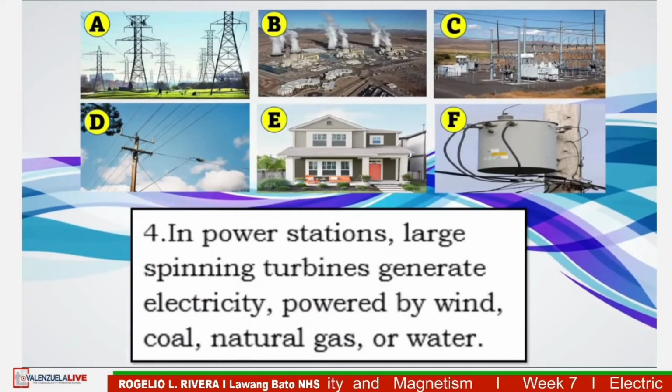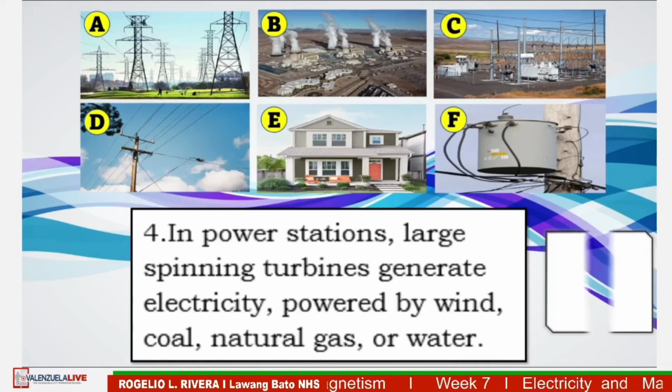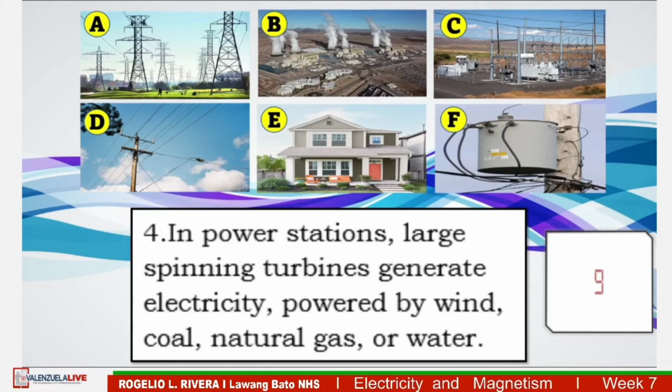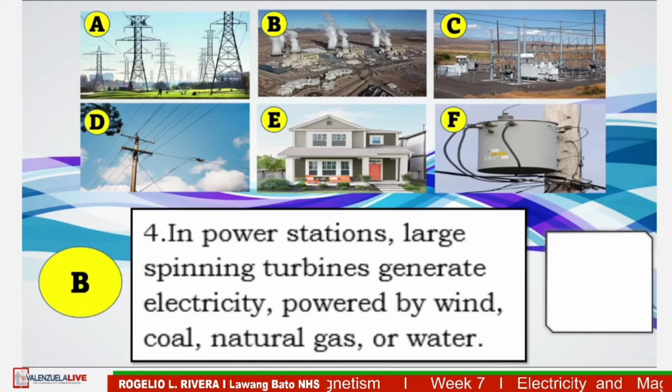Now, for number 4, in power stations, large spinning turbines generate electricity powered by wind, coal, natural gas, or water. The timer starts now. Time is up. The correct answer is letter B. Next.